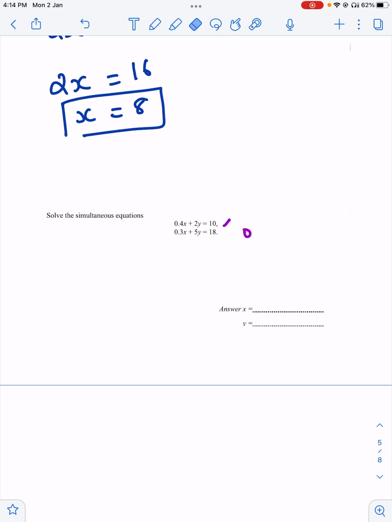Now look at this equation. Here it is in the form of decimal. Now what happens when you have decimal? You just multiply by 10. Both the places you multiply by 10.